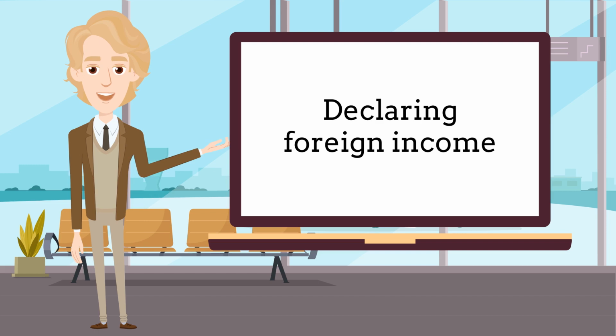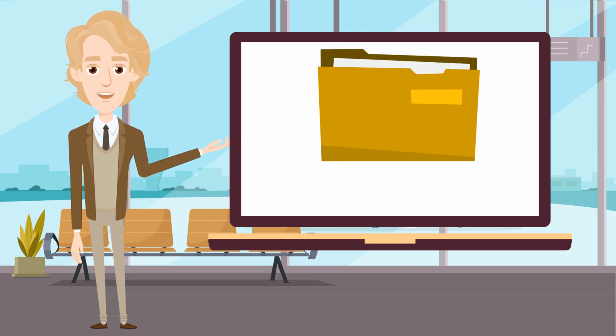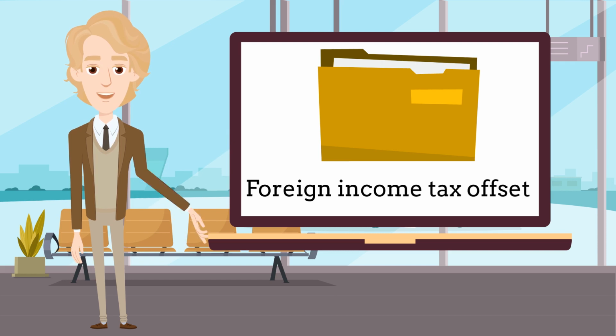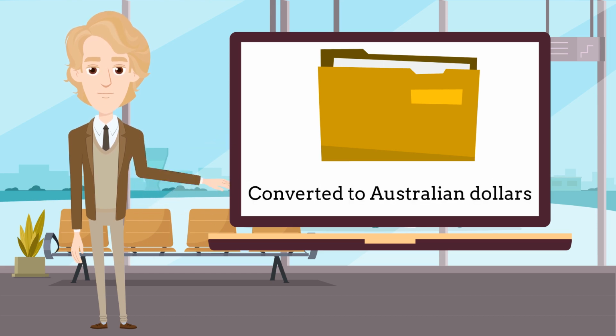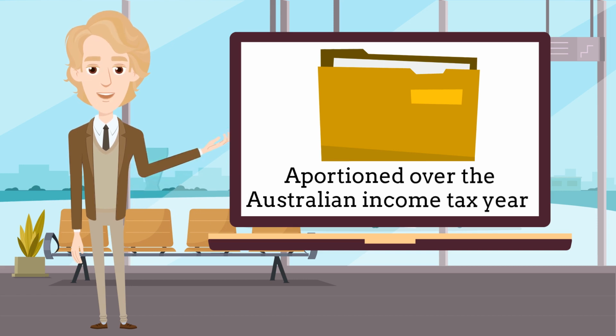Declaring foreign income. It is important that you maintain written evidence of foreign income, that is in English or easily translated to English. When declaring foreign income, you may be entitled to receive a foreign income tax offset credit for tax paid overseas on that foreign income. Foreign income and tax offsets must be converted to Australian dollars. In some cases, foreign income may need to be apportioned over the Australian income tax year, for example where an overseas jurisdiction operates to a different financial year.